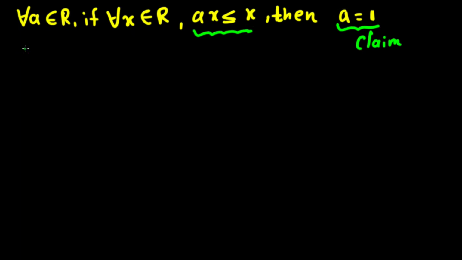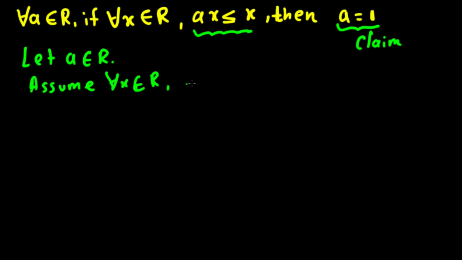Okay, first of all, we let a belongs to a real number, and also we have to assume for all x belongs to real number, ax is less than or equal to x. We are just using the first statement, and we know that 1 belongs to real number.